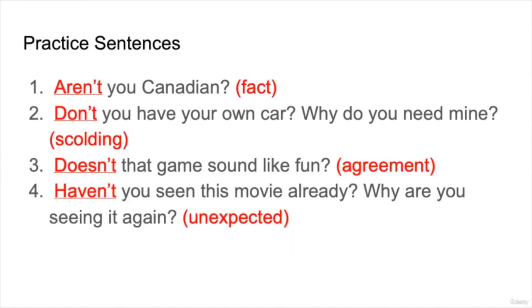Okay, let's look at these meanings. Aren't you Canadian? So this is most likely a fact. So you are 90 to 100% sure this person is Canadian, but you're just confirming. Don't you have your own car? Why do you need mine? So this is a kind of scolding because you're not sure why this person needs to borrow your car.